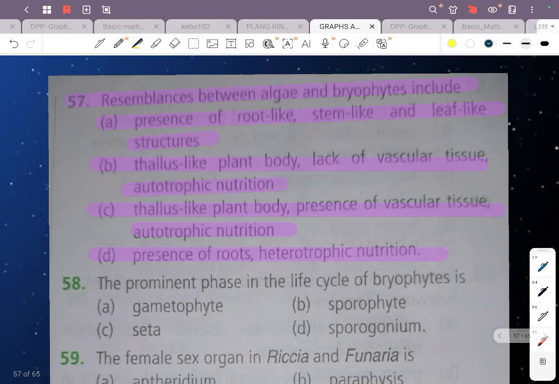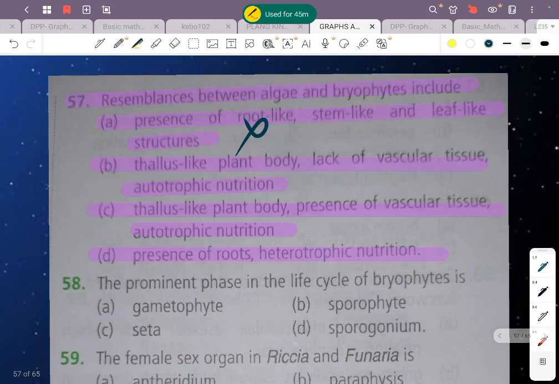See, algae is a thalloid organism, right? So the body is absolutely undifferentiated. The body is not differentiated into root-like, stem-like and leaf-like structures. So we clearly eliminate option A. Okay? Talking about the other options, presence of roots.